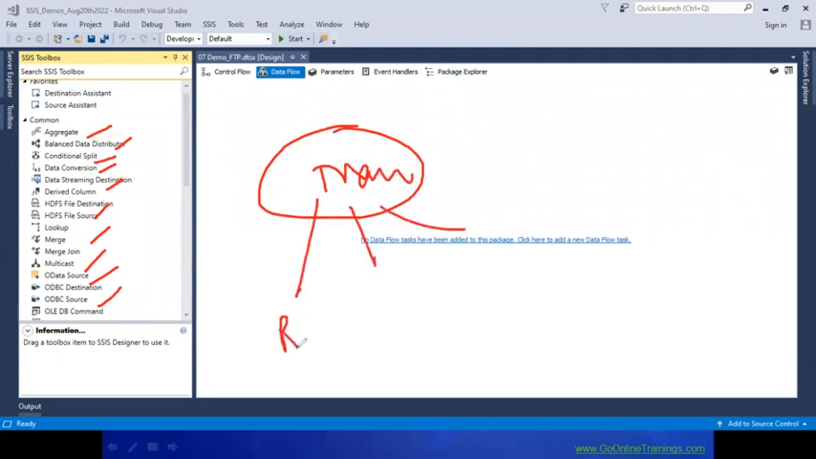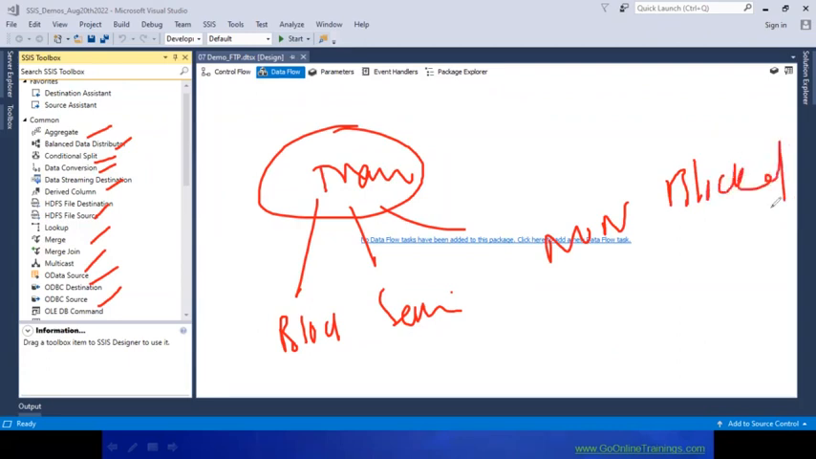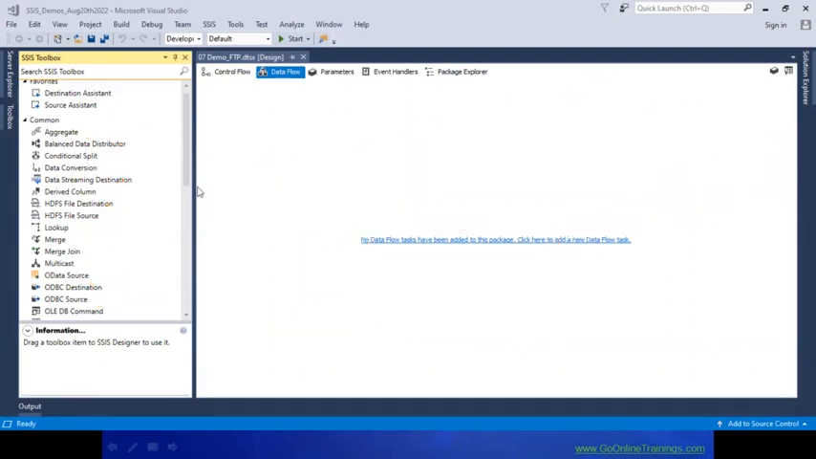So all these things are transformations, but these transformations are of three types. One is called blocked transformations. The second one is called semi-blocked. The next one is non-blocked transformations. Am I clear? It is a compulsory interview question.